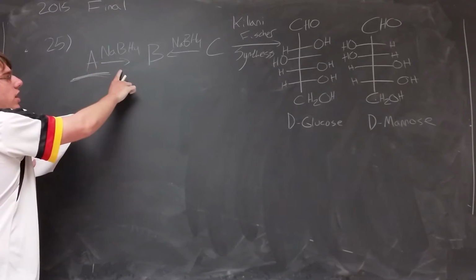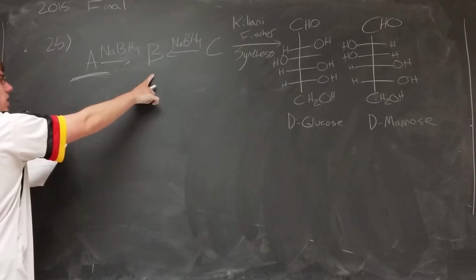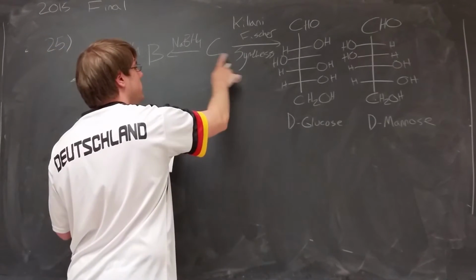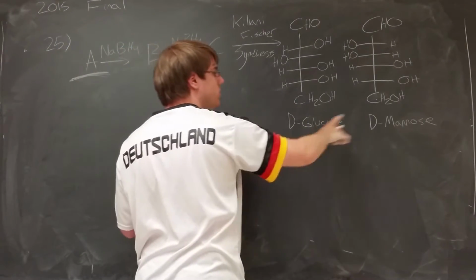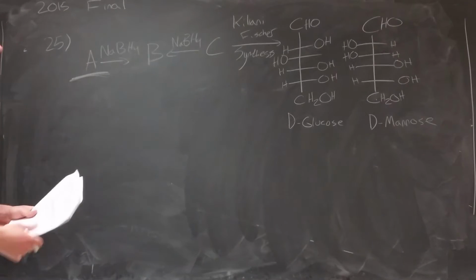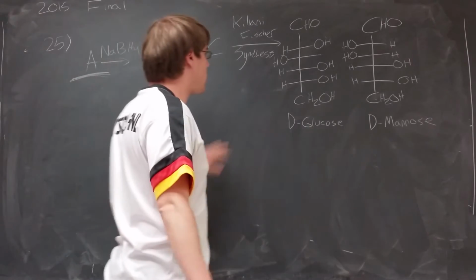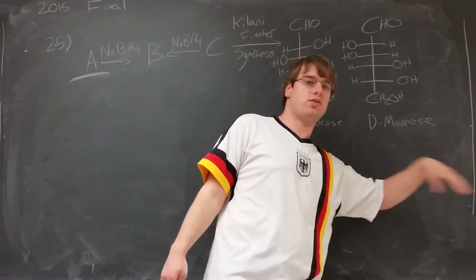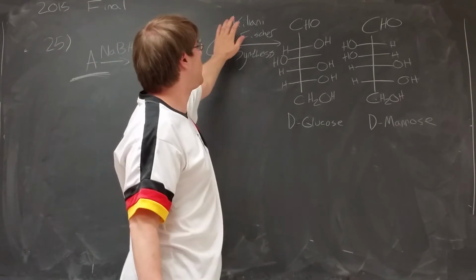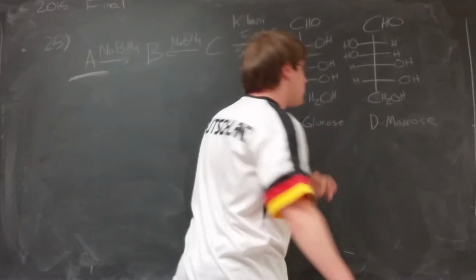Both reduction with NaBH4 of A and reduction with NaBH4 of C give the same structure B. Kiliani-Fischer synthesis of C gives you D-glucose and D-mannose in equal proportion. So now we have to figure out what is the structure of A. To solve this problem, we're going to start with the structures they gave us, because that's probably the best place to start. So we are told whatever C was underwent the Kiliani-Fischer synthesis and made both D-glucose and D-mannose.